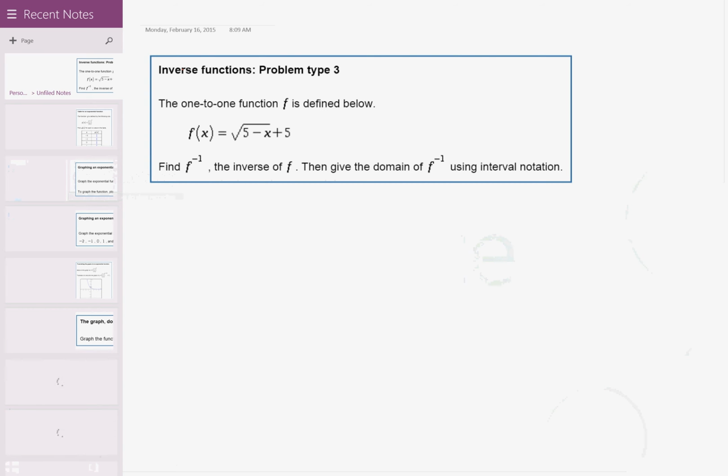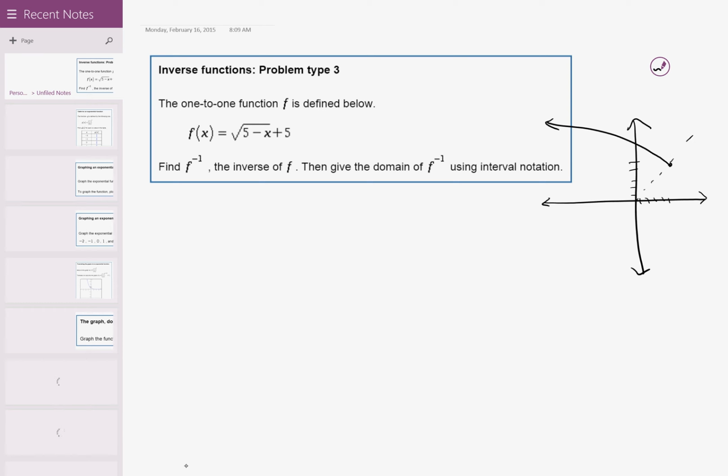We want to find the inverse function of a square root function that's been transformed. First I'm going to draw a little sketch of the graph of this function. 1, 2, 3, 4, 5. This has been moved 5 to the right, it's been reversed, and it's been moved 5 up. So it looks like that.